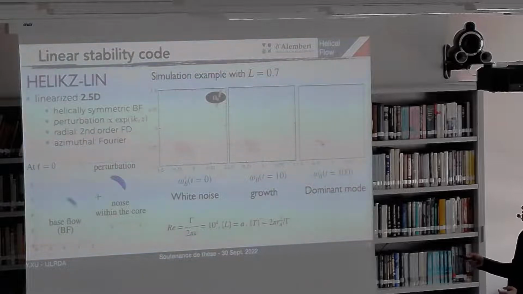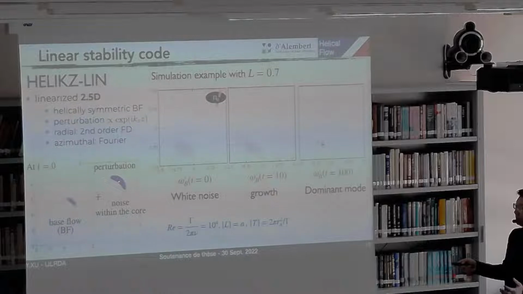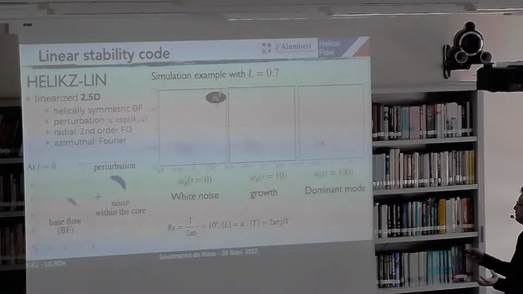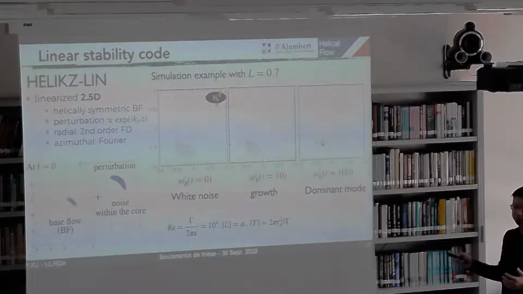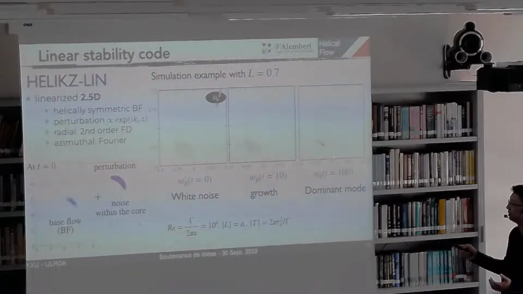Here is how we obtain the modes. We use another code, for a base state that we want, we add white noise superposed on the base state with a very small amplitude, and we then let it evolve with time. As you can see in the simulation here, at t equals 0, we add the perturbation. The unstable modes grow with time, and after a certain time only the most dominant mode, which has the largest growth rate, appears. This is the dominant mode we are looking for.